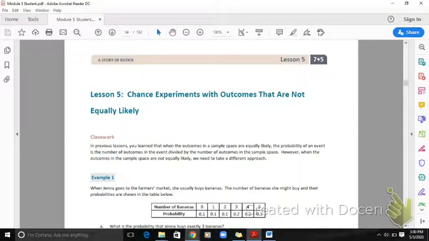So today we're doing a lesson on chance experiments with outcomes that are not equally likely. So we're going to be looking at things with probabilities where the chance of something happening is not equal to the chance of something else happening. So outcomes that are not equally likely to each other. So we'll just jump into a couple problems right away and look at how to do them.